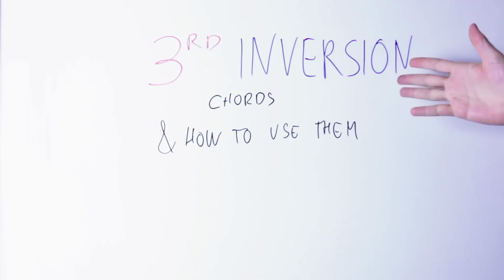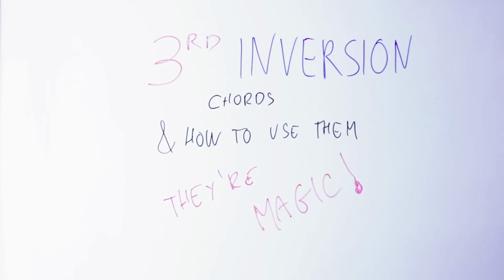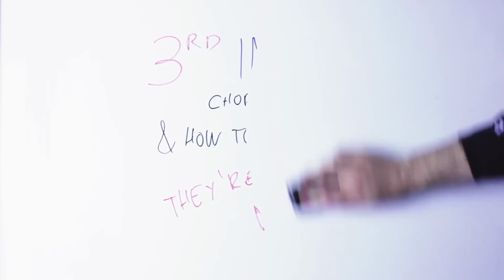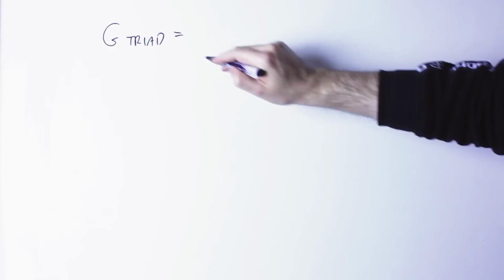Today I want to talk about the magic of third inversion chords. Now what is a third inversion? Well, let's say that you have a triad, a major chord. Let's say we have the G major chord. The notes in G major are G, B, D.